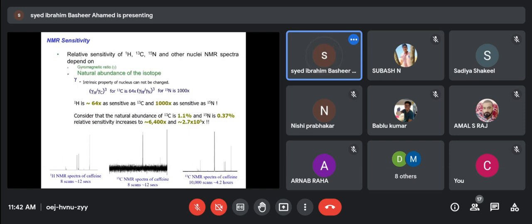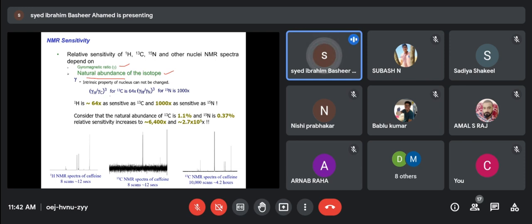Okay. So the relative sensitivity of a proton, C13, N15 and other nuclei depends on two factors. One is the gyromagnetic ratio and the other is natural abundance, how much of it is available. Here you can see gamma is an intrinsic property of the nucleus and cannot be changed.